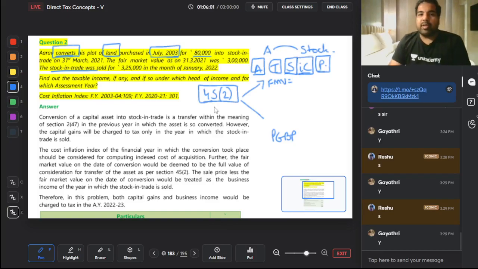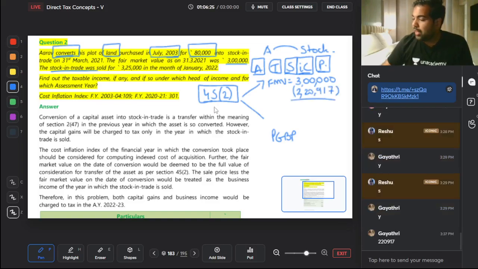So what is my FMV as on the date of conversion? The FMV as on the date of conversion is 3 lakhs. What is my cost of acquisition? 80,000. I will index it. 80,000 divided by 109 into 301, which will basically be 2 lakh 20,917. So 3 lakh minus 2 lakh 20,917 will give you 79,083. This is your capital gain.